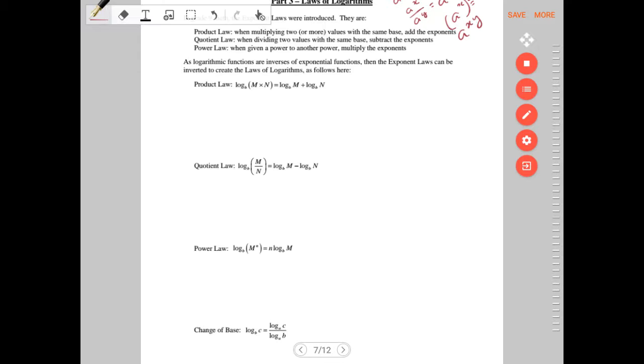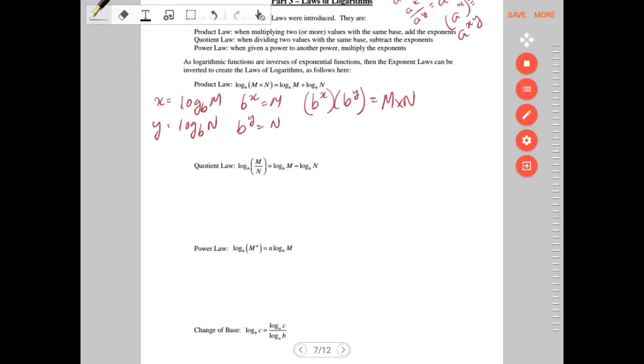Okay? So log base b of m times n equals log base b of m plus log base b of n. So I'm going to let x equal log base b of m, and y is going to equal log base b of n. All right, so if I convert those into exponential form, that's b to the x equals m, and b to the y equals n. Now, let's multiply them together. So that becomes b to the x times b to the y. Well, remember, b to the x is m, and b to the y is n. So that's the same as m times n.